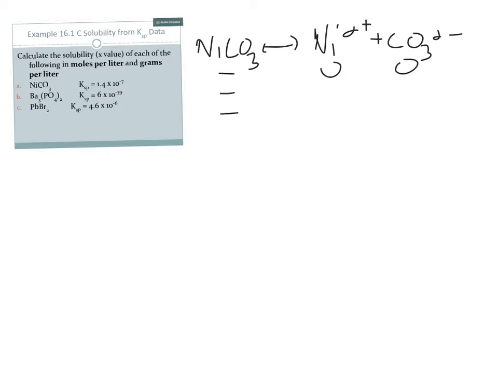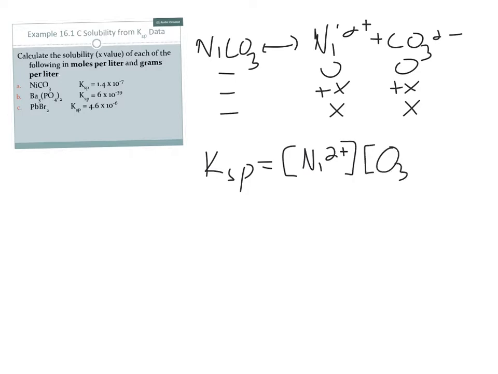So nickel carbonate solid is going to dissociate into a nickel 2 plus and carbonate 2 minus. The ice charts are always going to be the same here, x and x. So our Ksp, which is nickel times carbonate, becomes x times x.